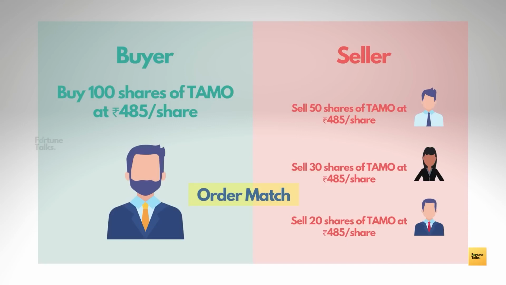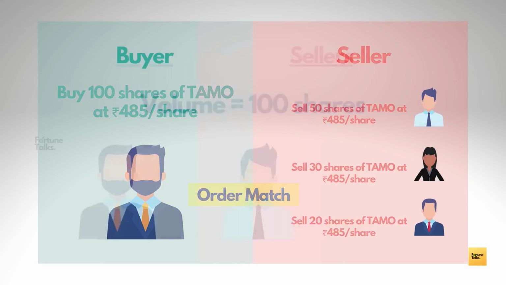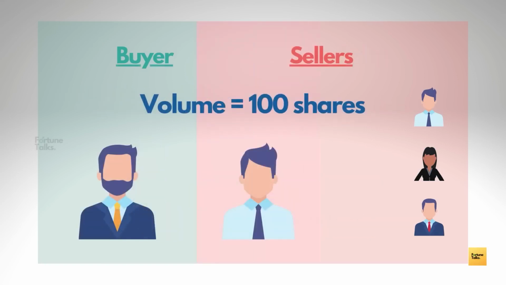That is, let's say one of them has 50 shares, the other one has 30 shares, and the third person has 20 shares to sell at the same price of Rs 485, which will be matched with the buyer. So basically there is a price and quantity match which results in a trade. This means that you and I have together created a volume of 100 shares, or you and the other 3 sellers which we have talked about created a volume of 100 shares, because if you notice, overall 100 shares were transferred from the seller to the buyer.